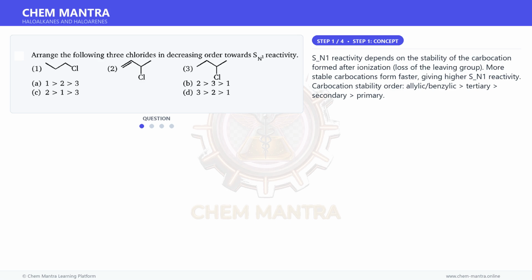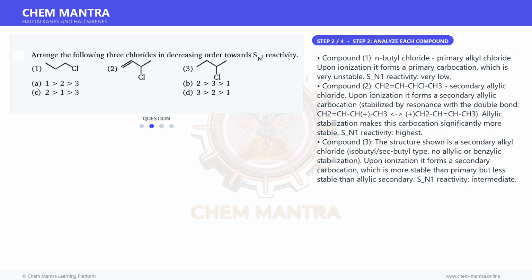SN1 reactivity depends on the stability of the carbocation formed after ionization, loss of the leaving group. More stable carbocations form faster, giving higher SN1 reactivity. Carbocation stability order: allylic, benzylic, tertiary, secondary, primary. Moving on to the next step.